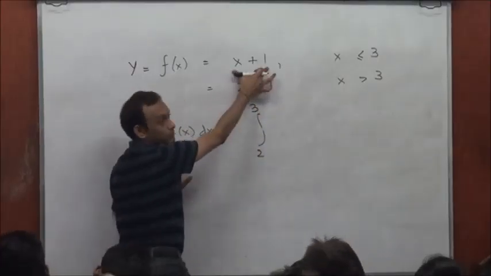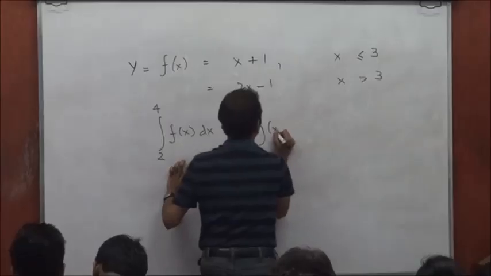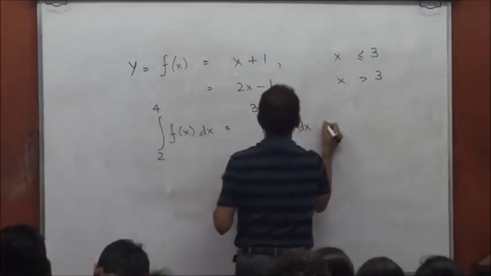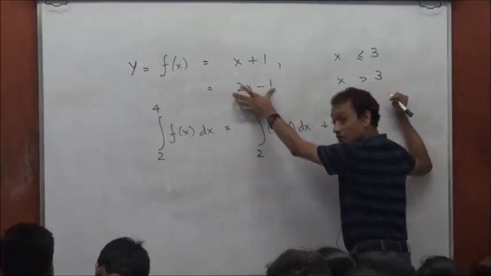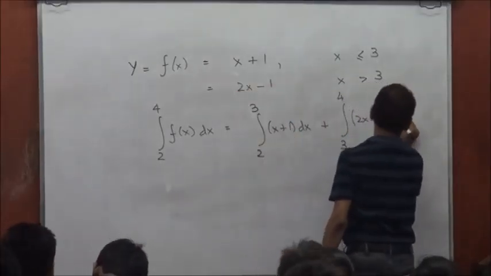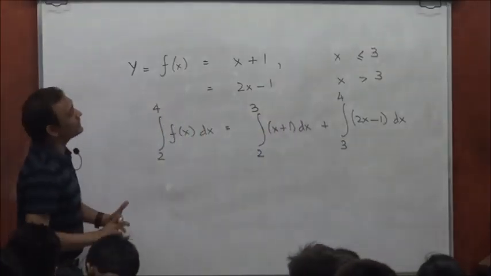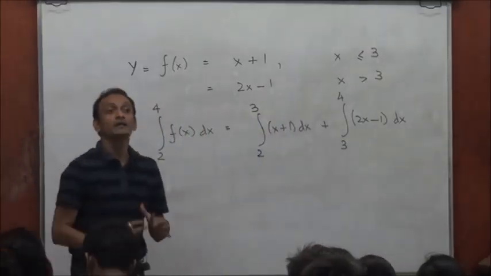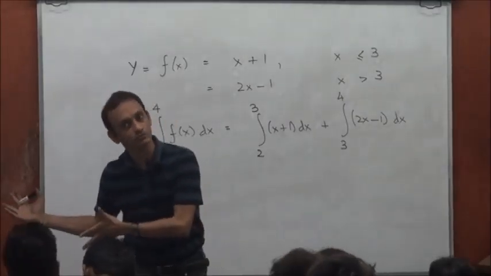So, if I have to calculate this integral, from 2 to 3, f(x) goes like x plus 1, and then from 3 to 4, f(x) goes like 2x minus 1. Right? It need not be discontinuous at x equal to 3. Even if there is a change of behavior, you will have to split the integral there.